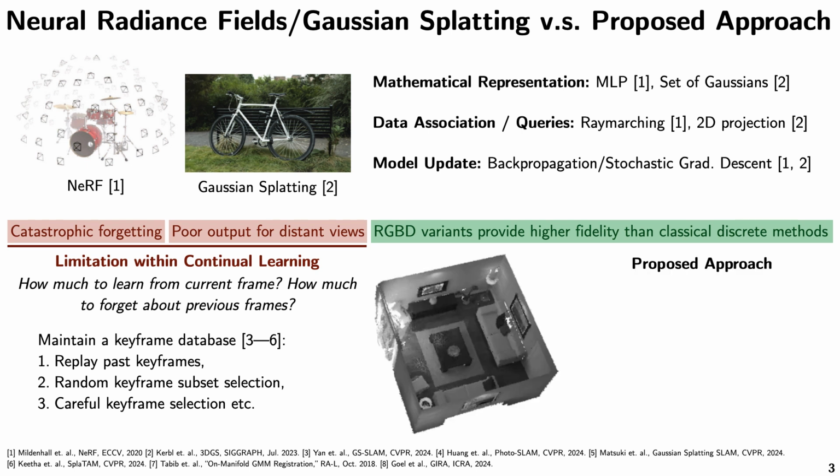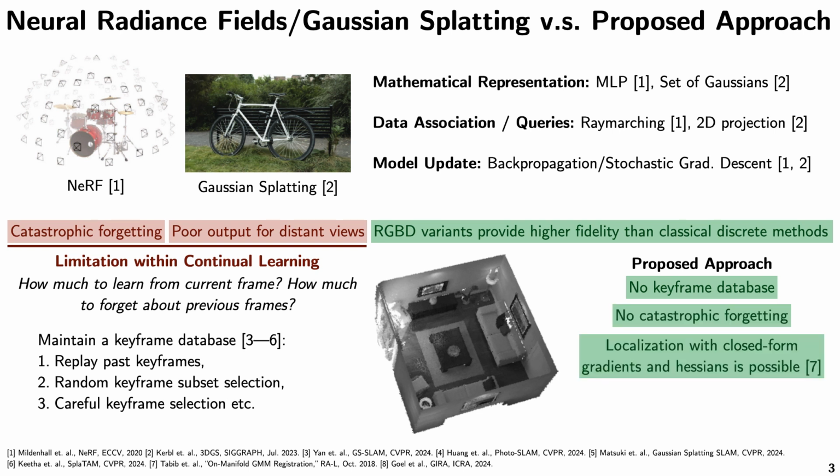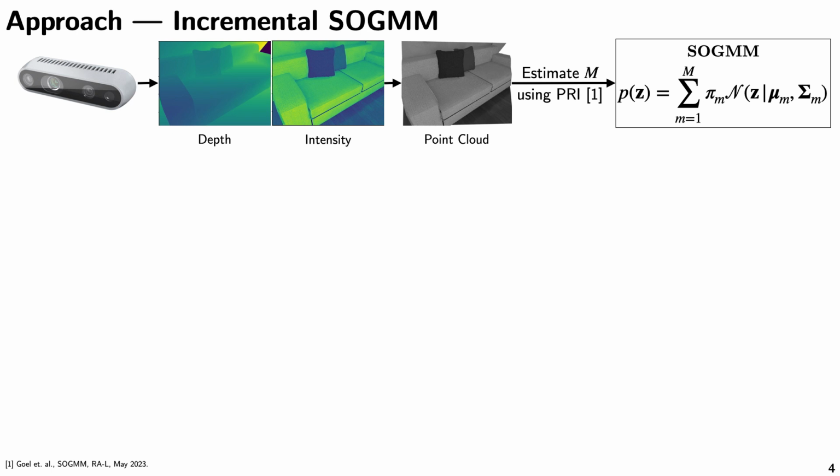The proposed approach, however, does not require a keyframe database because it doesn't suffer from catastrophic forgetting. Localization is possible with closed form gradients and Hessians as shown in prior work, and the approach can run on a variety of GPU platforms, not just desktop GPUs. The approach is based on our prior work.